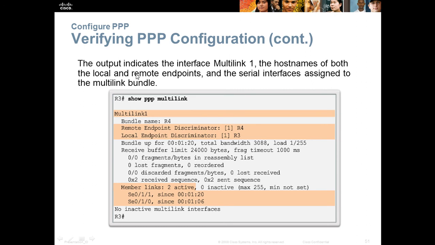Further to that, the output indicates the interface multilink 1. If we issue the command show ppp multilink, it shows the host name of both the local and the remote endpoints and the serial interfaces assigned to the multilink bundle. As we can see in this example, we have a remote endpoint discriminator 1, router 4, and the local endpoint discriminator, router 3. Member links are 2, which are in active state. The interfaces configured are SE0/1/1 and SE0/1/0.